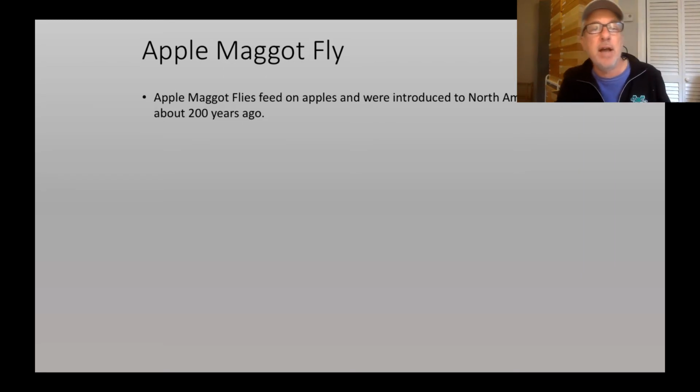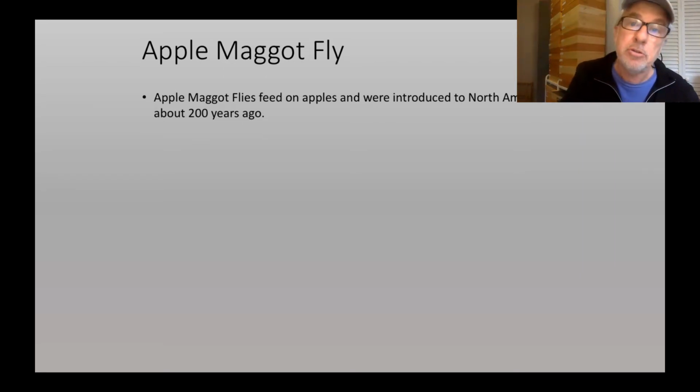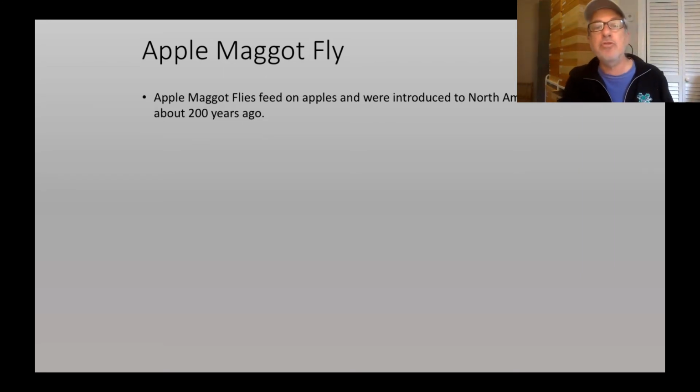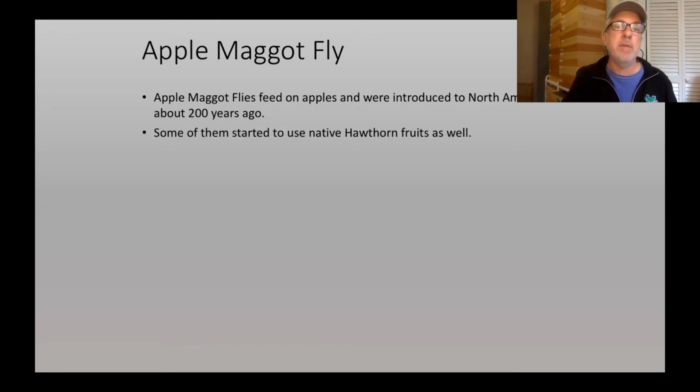We have another example of sympatric speciation with the apple maggot fly. Apple maggot flies feed on apples, go figure. And they were introduced to North America about 200 years ago when apple trees came over from Europe. But some of them started to use the native hawthorn fruits.